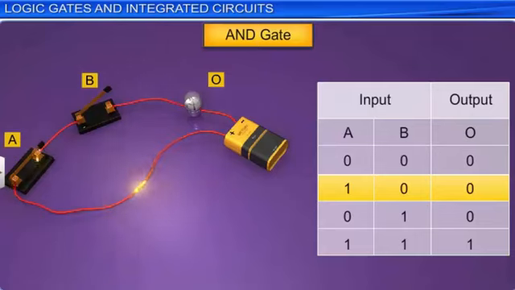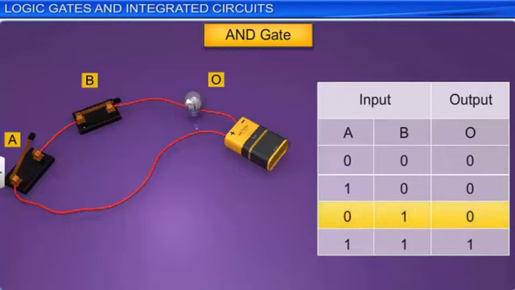When switch A is open and switch B is closed, input A is 0 while input B is 1. The bulb in this case again remains off, hence the output is again 0. When both the switches A and B are closed, both the inputs A and B are 1. The bulb in this case turns on, indicating this time that output is 1.